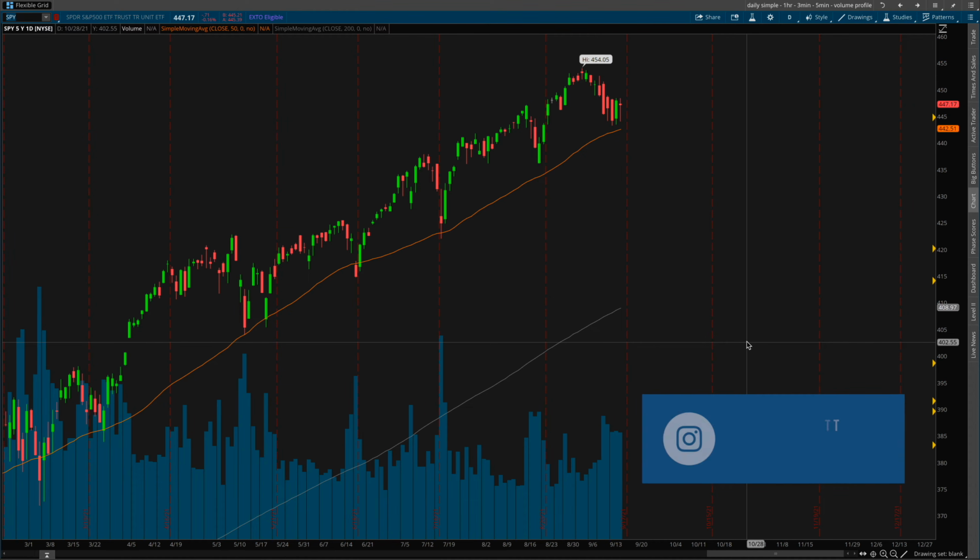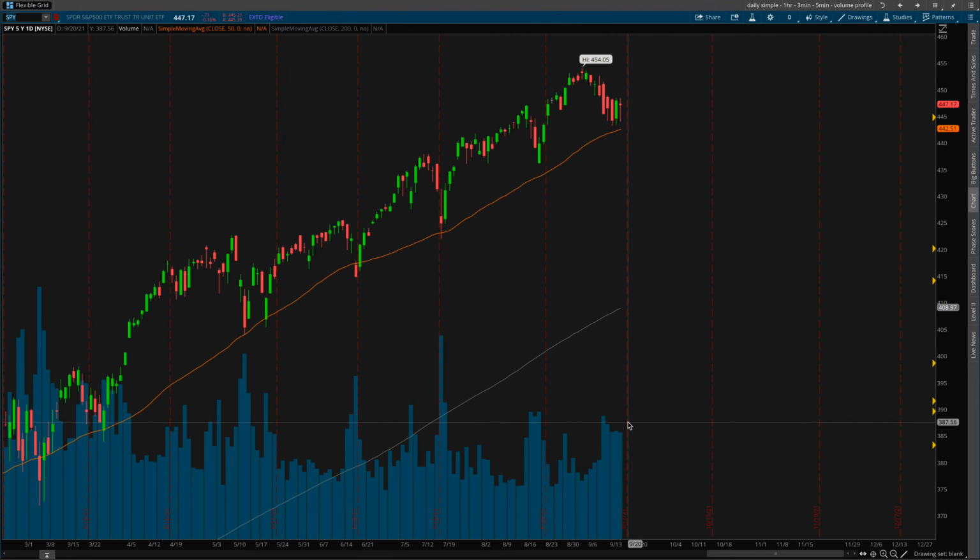Now, if you're not a futures trader, also don't worry about it. The volume profile is something that can be used on stocks and options. Anything that has price and anything that has volume is where the volume profile can come into play. So without much further ado, let's jump straight into it.